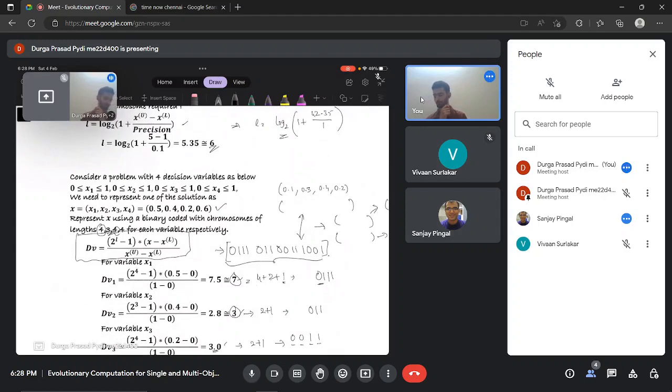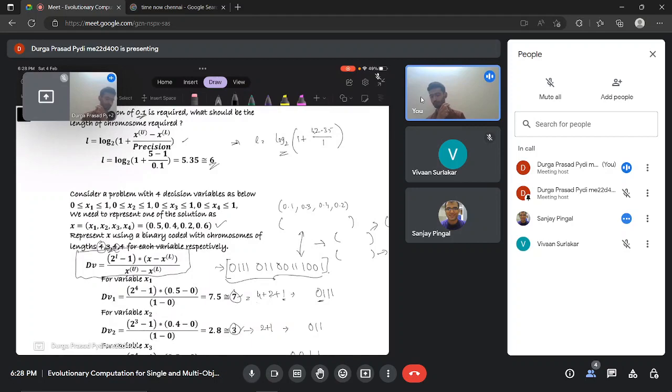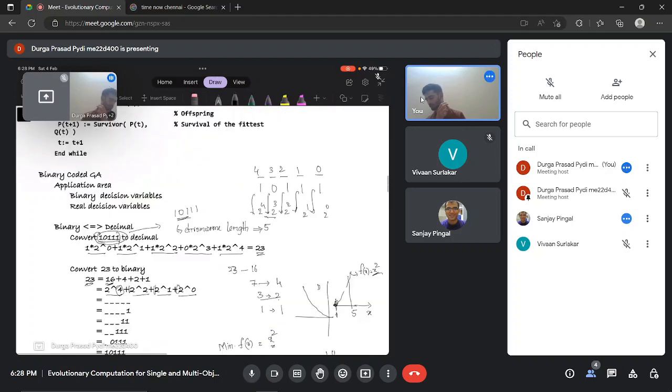Use the decision variable formula to come up with the actual value of the variable. Once you get the actual value, you get this binary string. This is your solution representation. That is the first step of your computational algorithm.